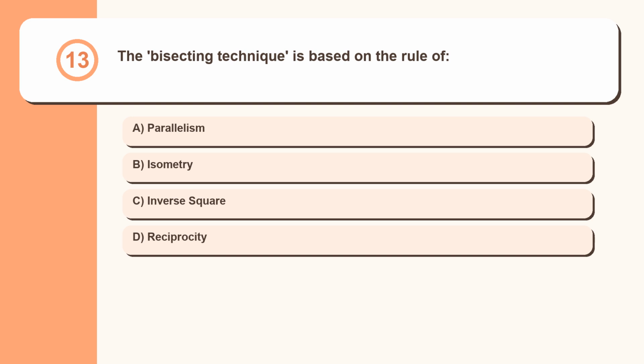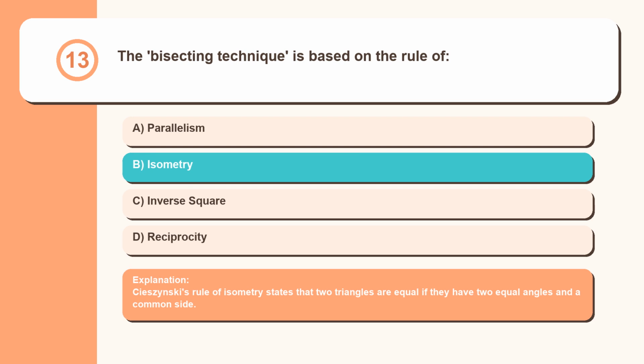Question 13. The bisecting technique is based on the rule of parallelism, isometry, inverse square, reciprocity. Cieszyński's rule of isometry states that two triangles are equal if they have two equal angles and a common side.